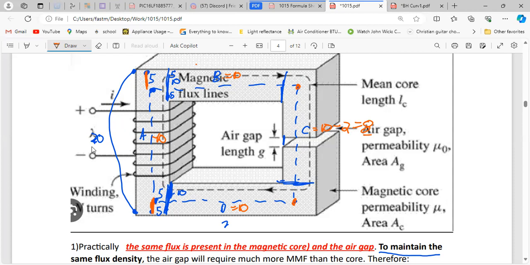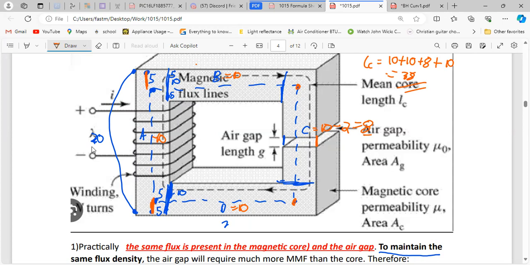So the total LC will be your 10 for A, plus the 10 for B, plus the 8 for C, because you have to subtract the length of the air gap from the length of the core, because the air gap is not part of the core, or part of the length of the core. And plus your 10 there. Adding up all of that, you'll get what? 38. Yeah, and that is how you will get the length of the core.